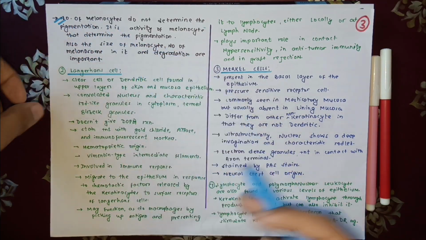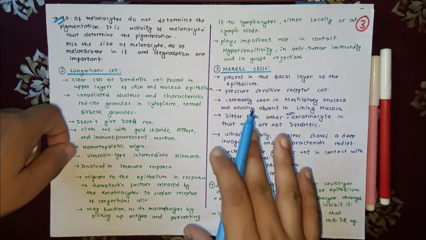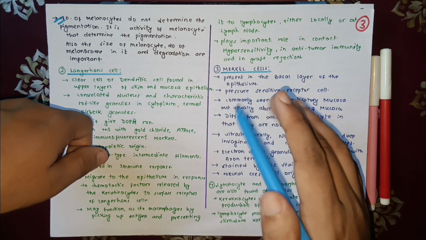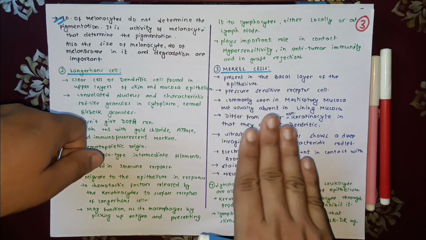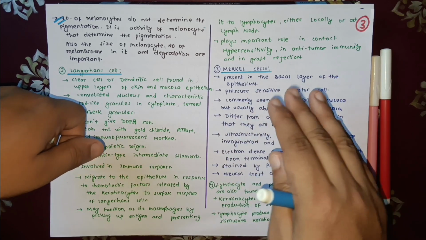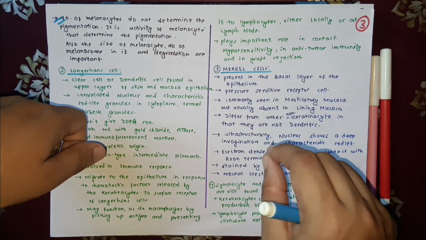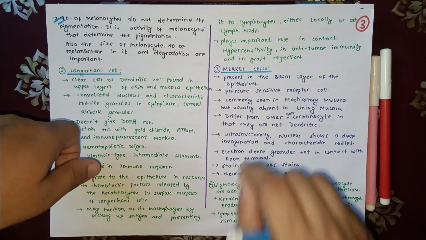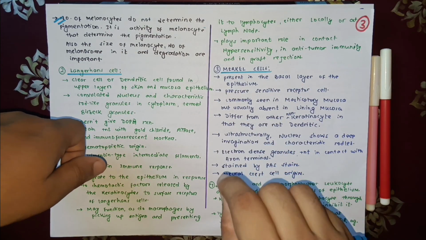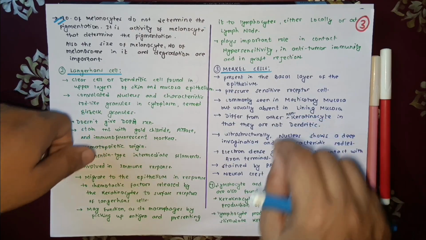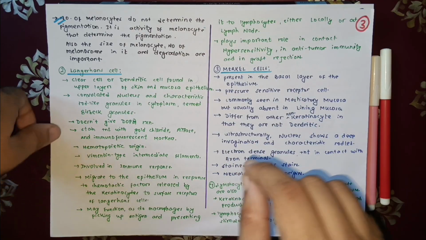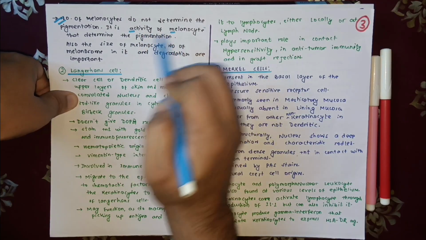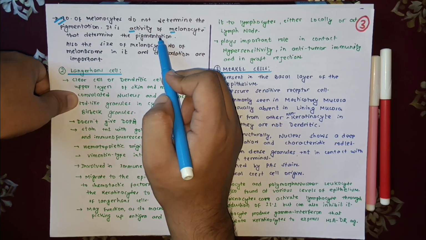So you may think that if there are a lot of melanocytes present in the epithelium, then there would be a lot more pigmentation on the epithelium. But that is totally wrong. The number of melanocytes does not determine the pigmentation. Always remember, it is the activity of the melanocyte that determines the pigmentation.